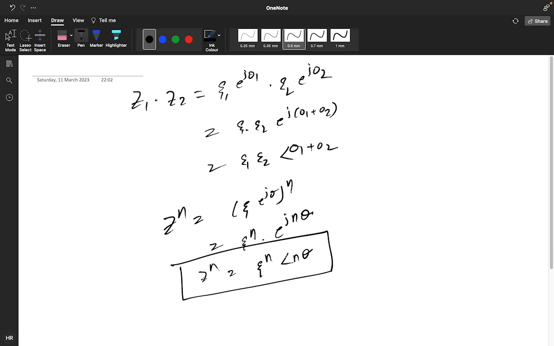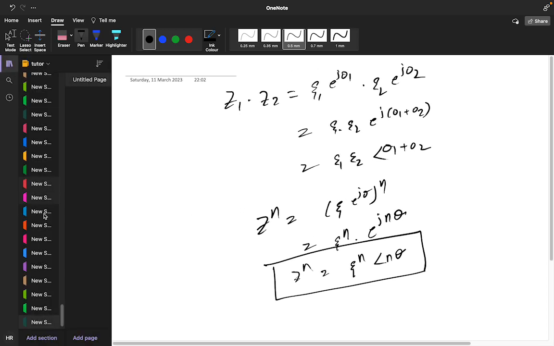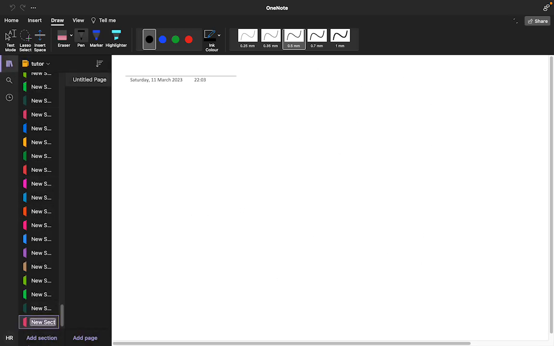Is this concept clear for everyone? Prasanna, is it clear? Yeah. Okay. Now, if it is clear, then solve this question.